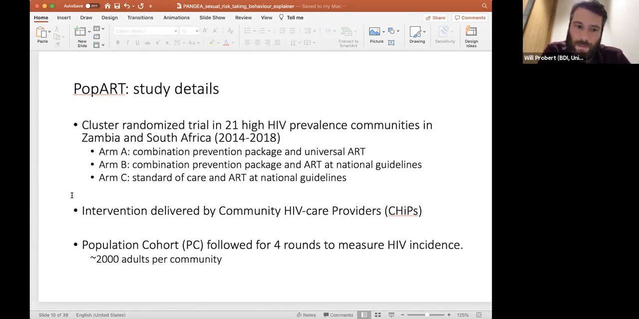Beyond the CHiPs intervention, in order to measure the impact of the intervention, a population cohort was carried out. It was followed for 4 rounds, and it was a random sample of 18 to 44-year-old adults, about 2,300 individuals from each of the 21 communities. The primary endpoint of the trial was measured within that.